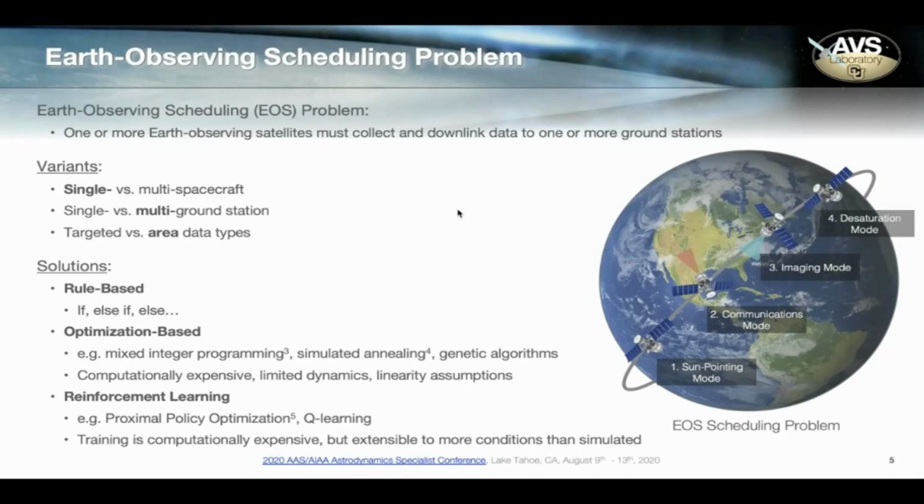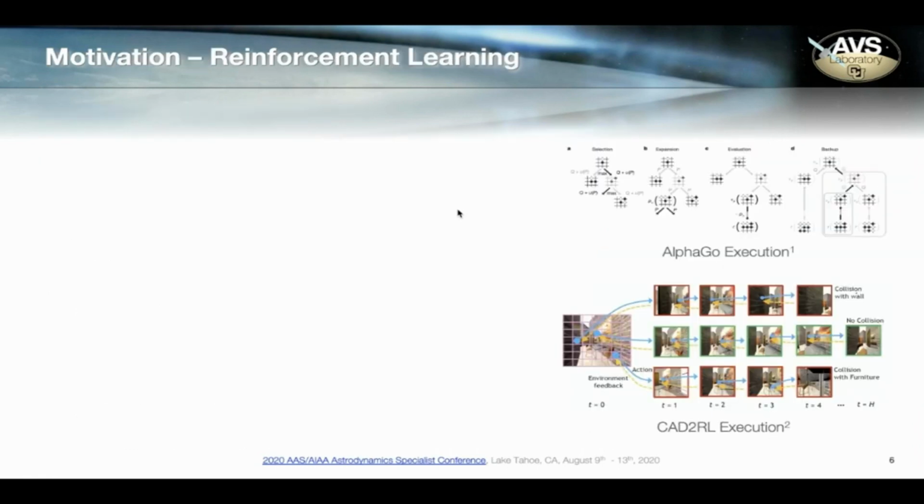However, reinforcement learning has recently shown promise, and in our laboratory, students have implemented reinforcement learning techniques on the Earth-observing scheduling problem, techniques such as proximal policy optimization or Q-learning. While training is computationally expensive, reinforcement learning is extensible to more conditions than simulated, and after training, agents can be rapidly executed either onboard spacecraft or in simulation.